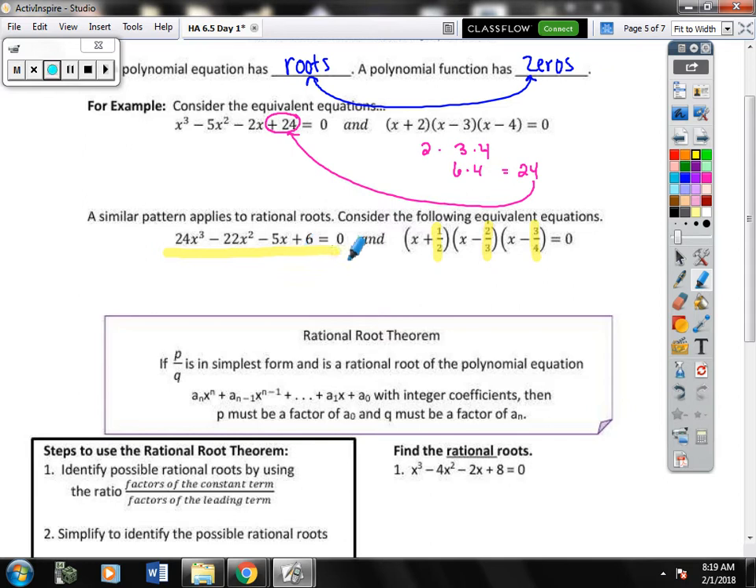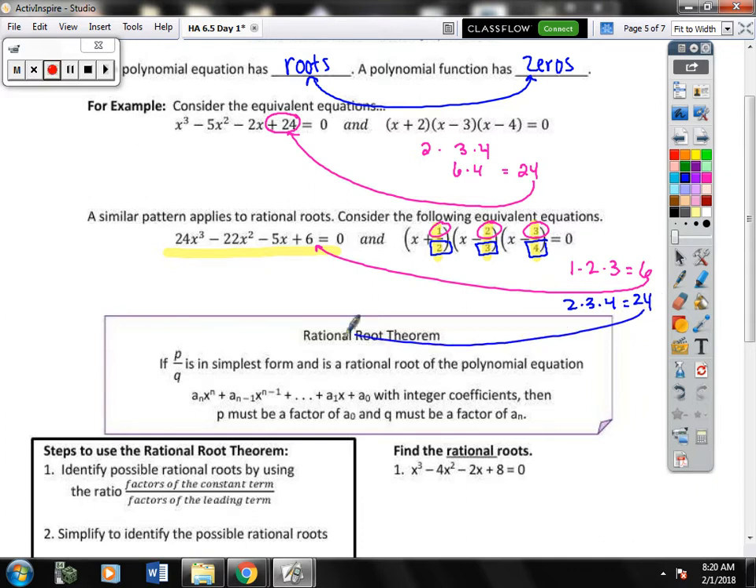Hannah? The denominators multiply to the first term and the numerators multiply to the last term. Good. So the numerators, 1, 2, and 3, multiply to get me 6. 6 is the last term, which we call the constant. The denominators, 2, 3, and 4, multiply to get me 6 times 4, which is 24, which happens to be the first term. Okay? This is basically what the rational root theorem is going to tell us below.